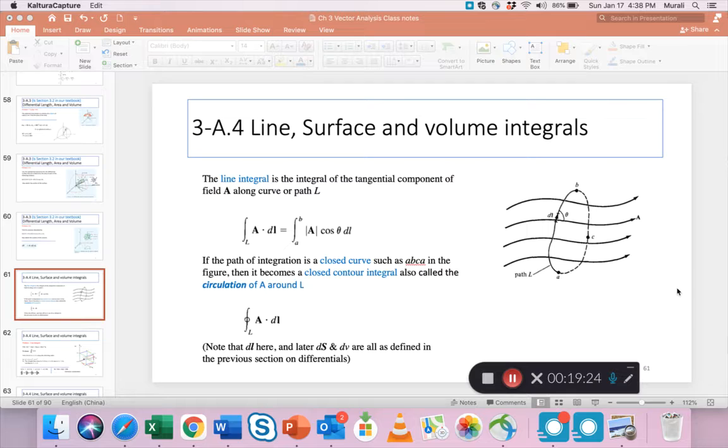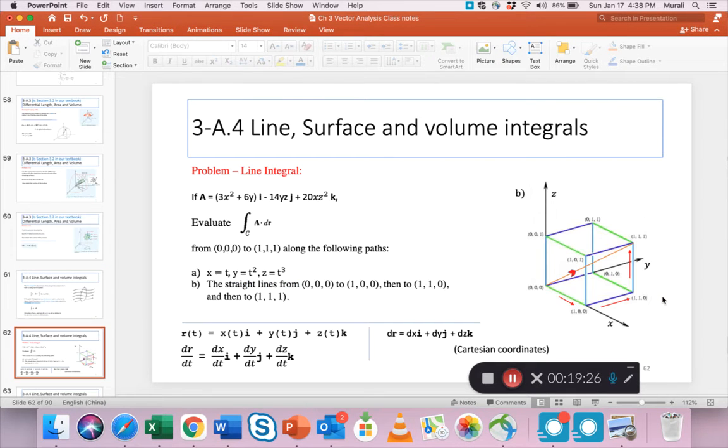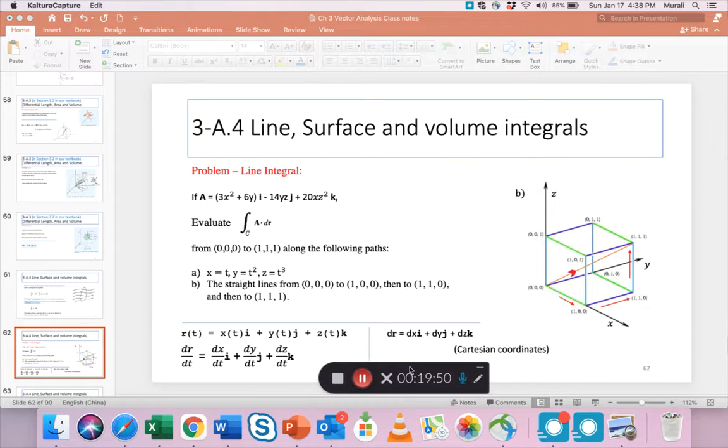Okay, so let me skip ahead to the next problem, and this problem is on line integrals. This problem is not from our textbook, but we need to know how to do this. There are some other problems in our textbook which will depend on this knowledge. So I thought I would give you at least one example each of the line integral, the surface integral, and the volume integral.